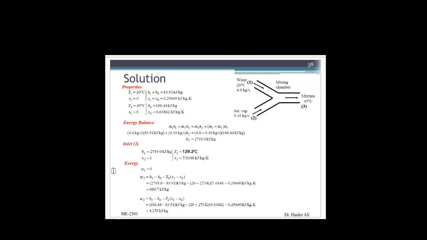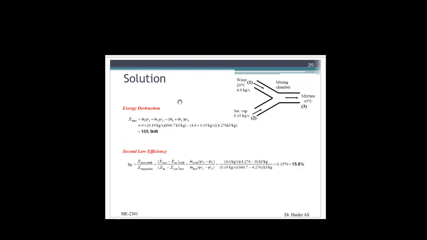Now we need to find the exergy: xi1 equals 0 and xi2 equals (h2 minus h0) minus T naught (s2 minus s1). So from here we calculated the xi2 value, and the same relation applied to the exit conditions gives the xi3 value. Exergy destruction is calculated from the exergy balance equation, the same relation we discussed in the previous videos.